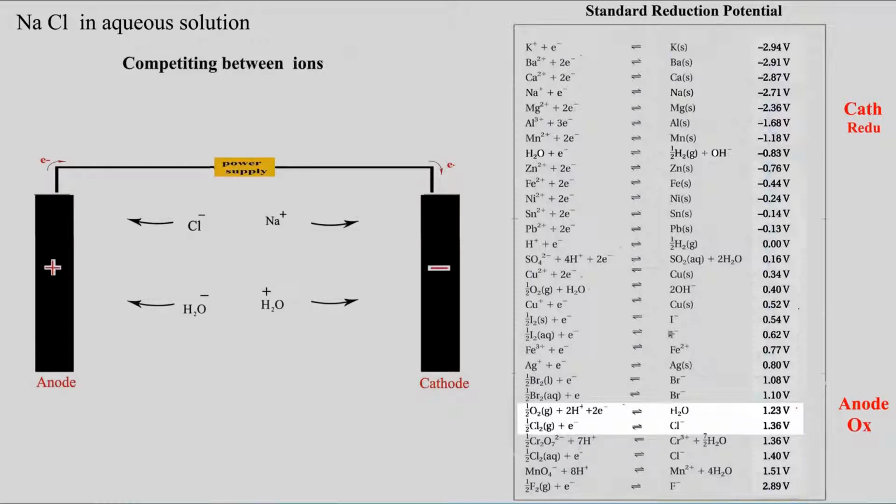Anode, what did you get on anode? You see water and chlorine gas on the table, and chloride. Cathode, you get sodium and water as a cathode. So I highlight 4 lines.